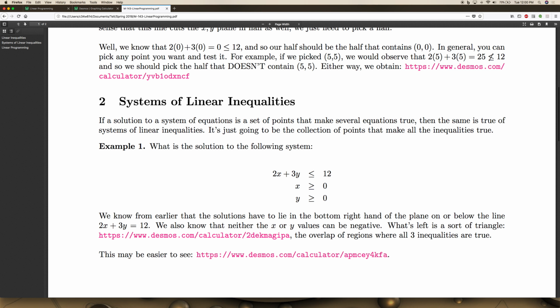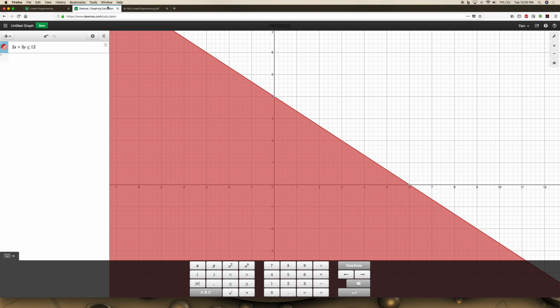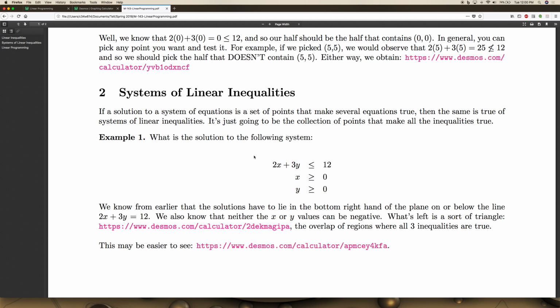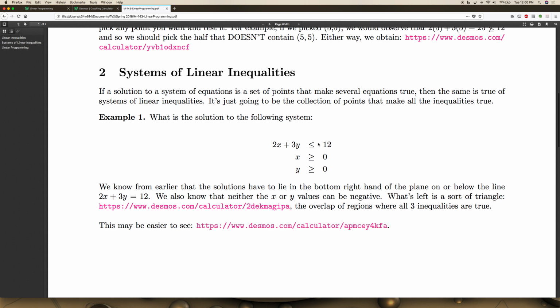A system of equations is what happens when you have a bunch of linear equations and you're looking for the collection of points that make them all true. And so a system of inequalities is no different. If I have a system of inequalities like 2x plus 3y is less than or equal to 12, x is greater than or equal to 0, y is greater than or equal to 0, what I'm looking for as a solution is the collection of points xy that make all three of these sentences true.